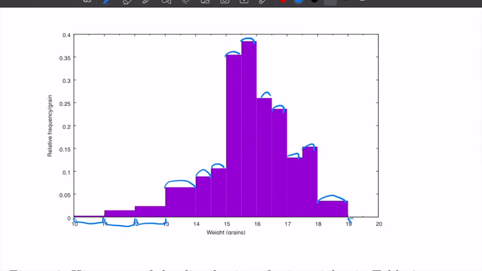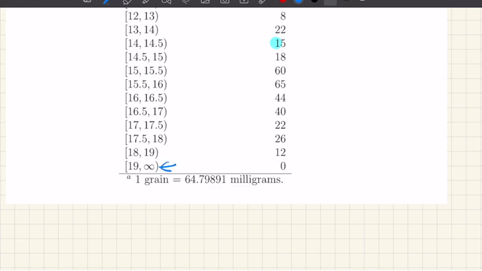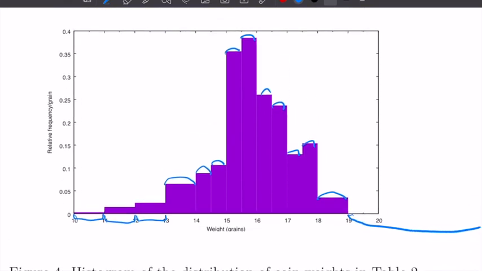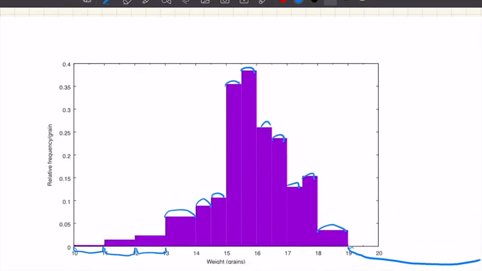And actually this last interval is infinitely large. Look here: greater than or equal to 19, up to infinity. But fortunately, or unfortunately maybe, we didn't find any pennies of this weight. So we plot this like this. So we know why these widths are different. What about the height?